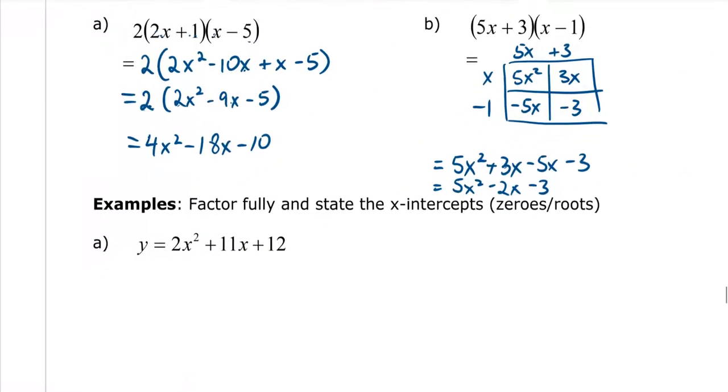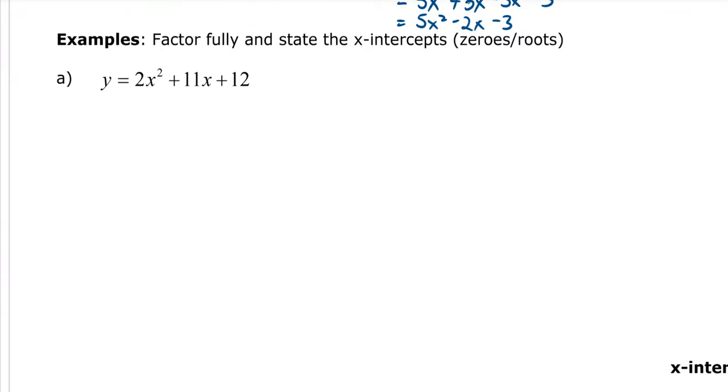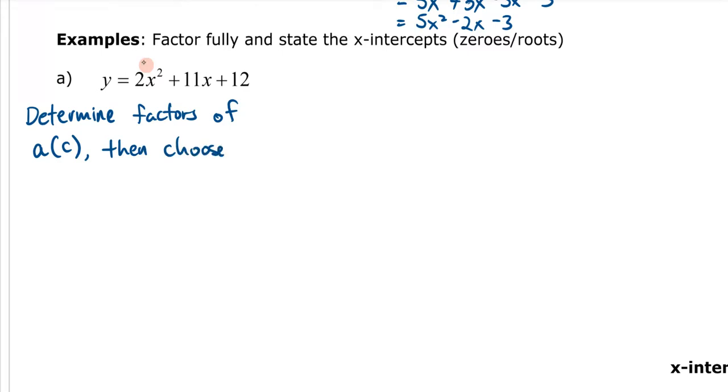Okay, so let's factor. How do we factor an expression that has an a value that's not 1? We first look at whether this a value is a common factor, because maybe we can common factor it. Well, 2 is not a factor of 11, so that can't work. So let's show you a new method. Determine the factors of a times c, then choose the pair that add to b. Just like before, find 2 numbers whose product is this time a times c, and those same 2 numbers add up to b.